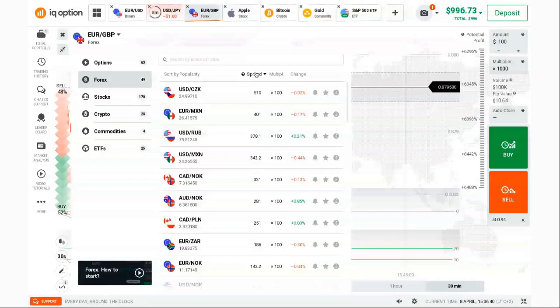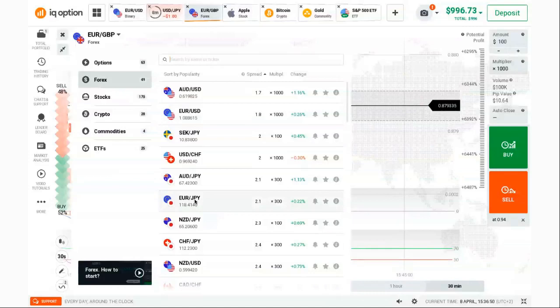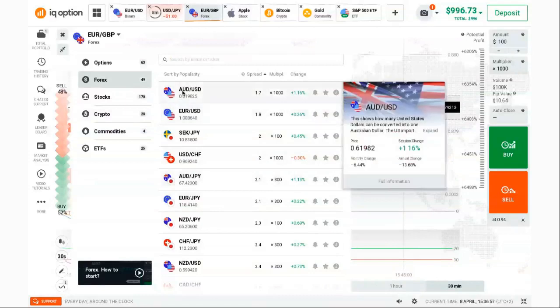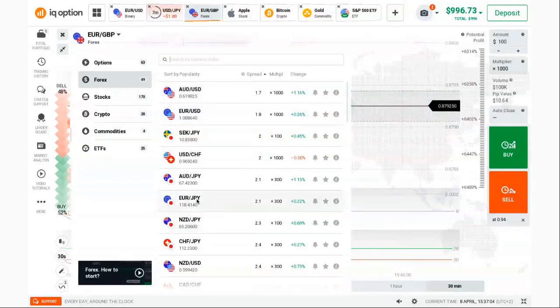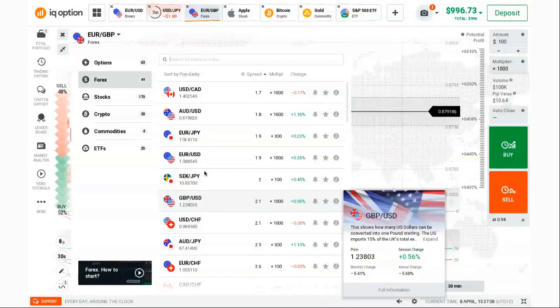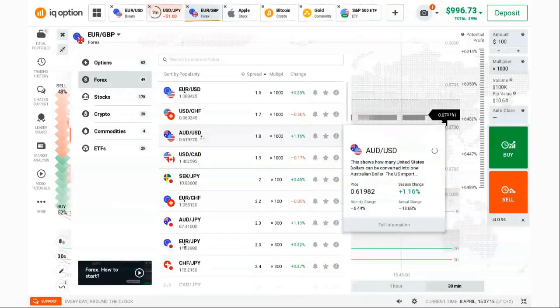Now, please bear in mind that when we're opening these trades, what you're looking at, this number here, is how many of the second currency, otherwise known as the quote currency, you have to pay to buy one of the base currency. So when you're seeing here, for example, Japanese yen 118.4140, that means that's how many Japanese yen you need in order to buy €1. That's how that works. So I think that's quite clear.